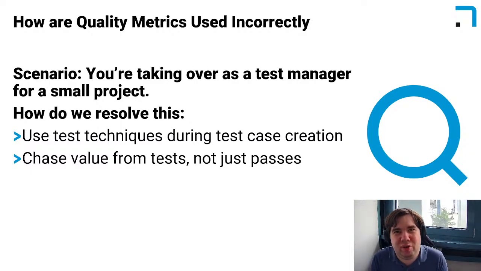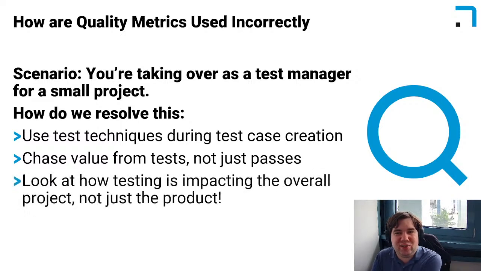And coming back to our ideas of the different kinds of quality metrics, we should also just look at and ensure that testing is impacting the overall project, not just the individual product that we're looking at now, but the overall one. So to assist with this, what we can do is have a look at some more useful quality metrics that we have access to.